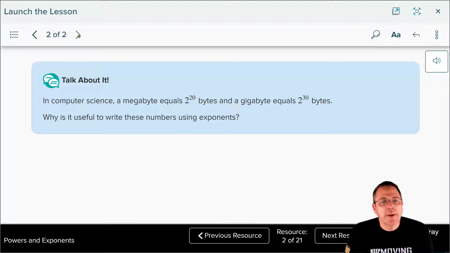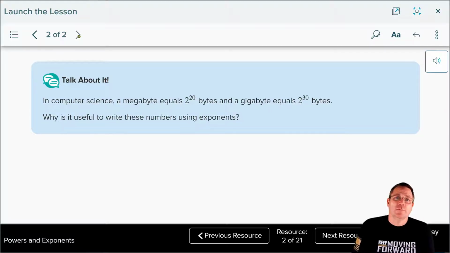In computer science, a megabyte is equal to 2 to the 20 bytes. A gigabyte is equal to 2 to the 30th power bytes. Why is it useful to write these numbers as exponents? Well, do you really want to have that many zeros and have to write that many zeros? I know I wouldn't want to.